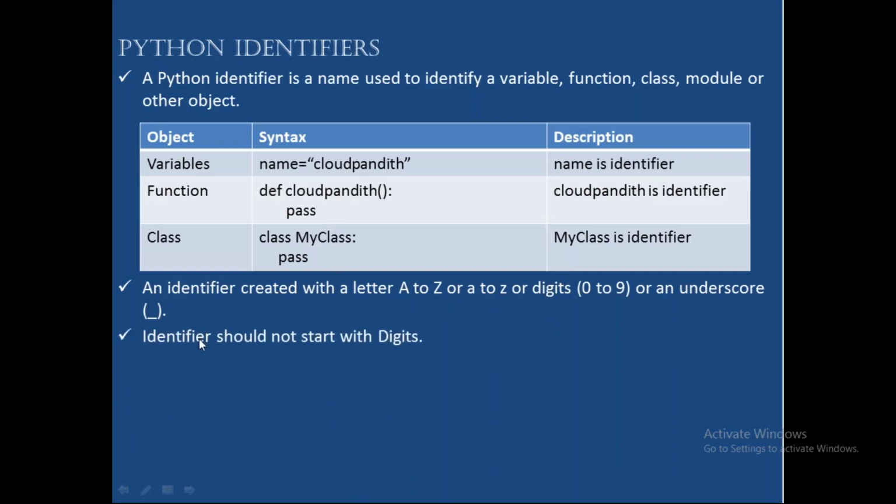Next, an identifier should not start with a digit, even though numbers are allowed. Okay, name1 equal to Cloud Pandit, name2 equal to Rama, name3 equal to Sai, something like that you can give, but you should not give 1name equal to Cloud Pandit, 2name equal to Sai, 3name equal to Cloud Pandit. Something like that you should not give. Your identifier should not start with a number.